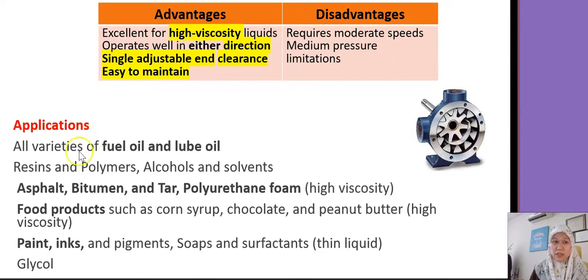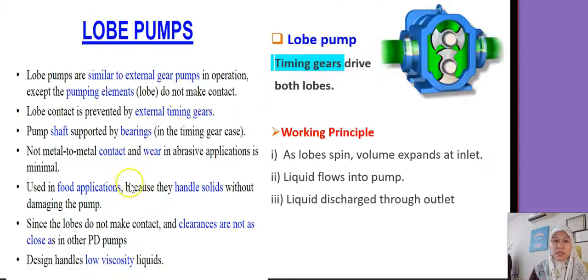Nampak gear dalam gear, and then application is for fuel oil, okay, lube, okay, resin. Untuk high viscosity contohnya bitumen pekat, okay, asphalt pun pekat, ataupun polyethylene foam. And then food product, okay, contohnya corn syrup, chocolate syrup, peanut butter, all of these are high viscosity, very melekat, pekat. And then also for thin liquid juga boleh, paint, ink pun boleh, right?